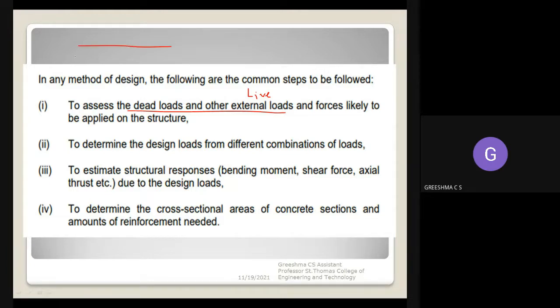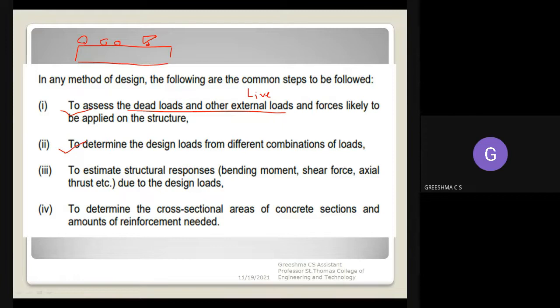For example, if you're designing a car parking structure, the cars will be there, one, two, three cars, and motorbikes will be there. Different types of vehicles are coming and going outside. So that load also you have to calculate, how much load that is imposing on the beam, corresponding column or slab. That is called as live load. That is mainly moving load, or you can say externally applied load. So that's the first thing that you have to calculate.